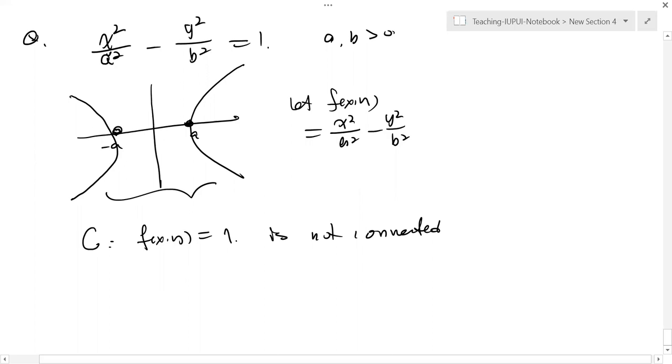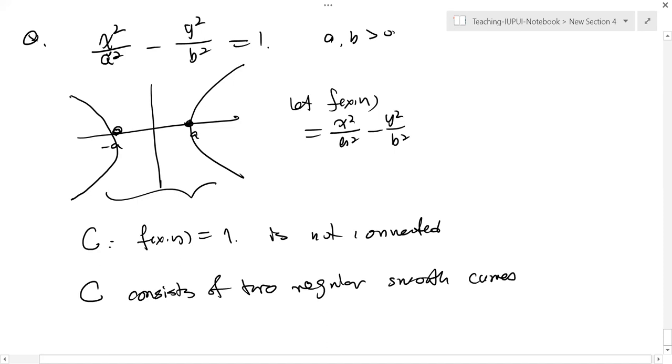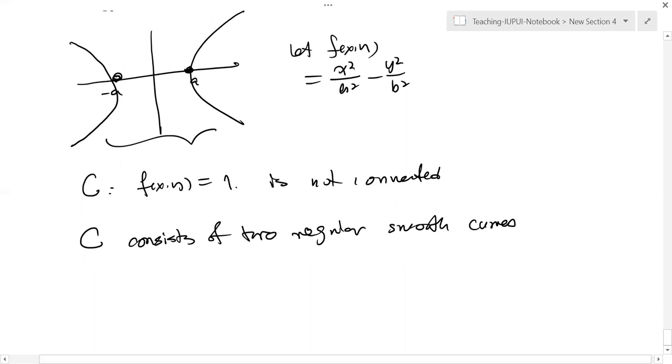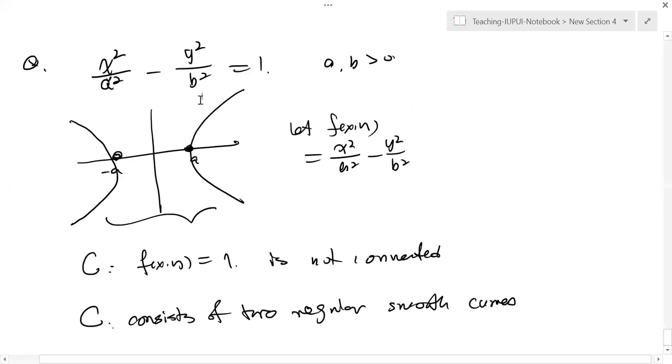How do you see that before you solve it? So C consists of two regular, smooth curves. Smooth means differentiable. If you draw the picture, it's obvious. But suppose you cannot draw it, if you don't have a computer, you cannot see it. You just look at the equation. How do you guarantee you always get regular curves?